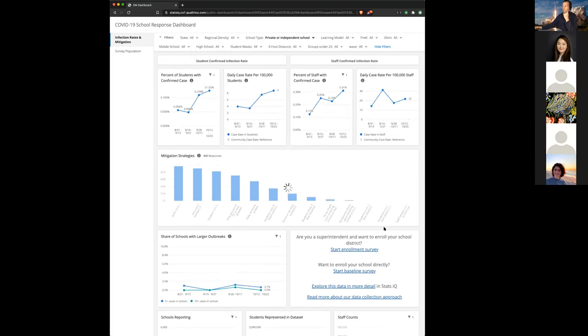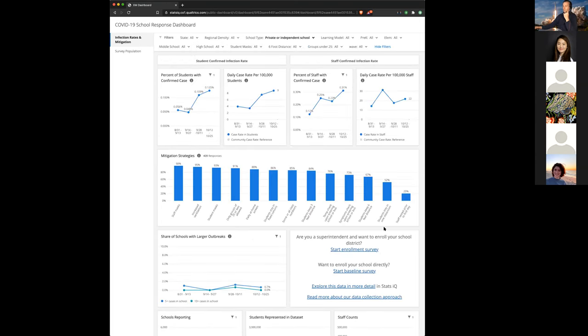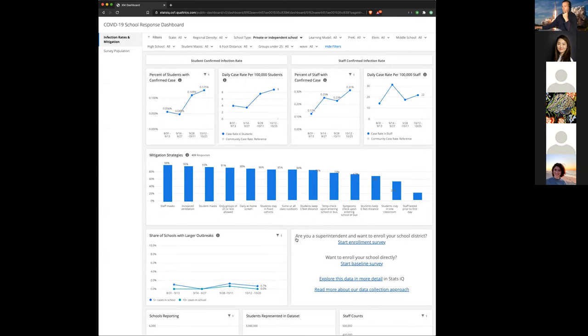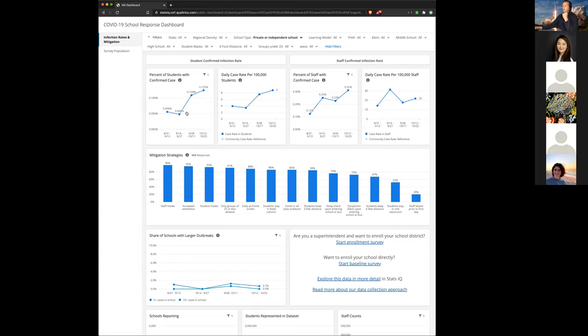So this is a very large aggregated data set. And these are neat summary statistics that we'll show you, and you can slice and dice it whichever way you want. But these are summary statistics over everything, right? For example, here's the time series of what fraction of students have a confirmed case over the entire study population. There is about 1 in 1,000 at the moment.